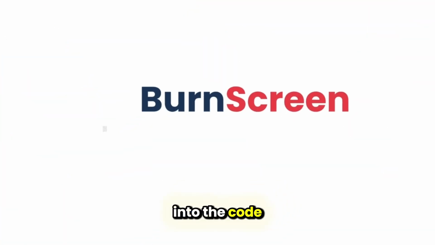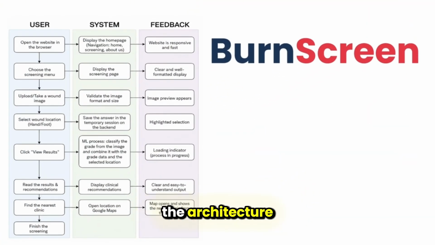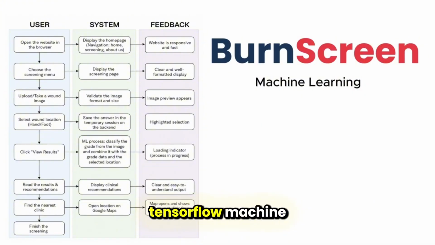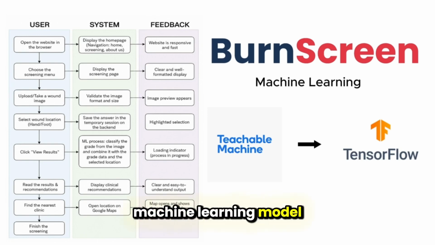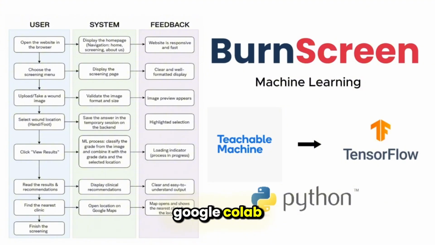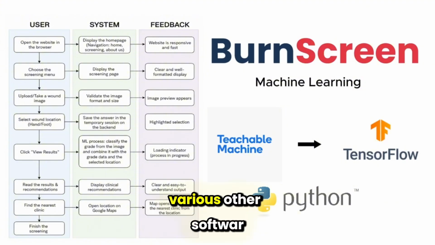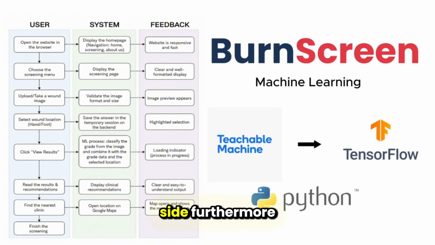Before we dive into the code, let's first understand the architecture. BurnScreen was designed as a purely client-side web application to ensure fast response times and protect the privacy of medical data. At its core, this website integrates an image classification machine learning model trained using Google Teachable Machine, which is downloaded into the browser using TensorFlow.js. You can build a machine learning model using your own pipeline in Python with tools like Google Colab, VS Code, Spyder, and various other software. So choose your side.